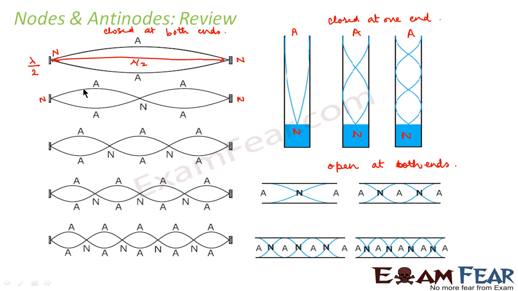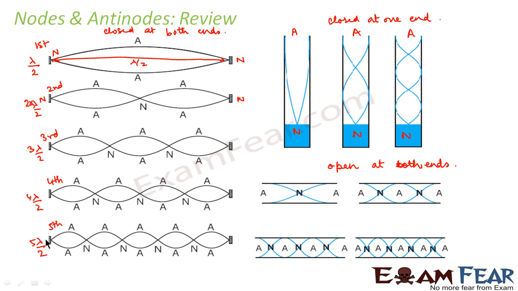In the next figure, if you see, it represents a complete wave. So here you have 2 into lambda by 2, that is lambda. Here this is lambda by 2, and here you have 3 times lambda by 2, that means 3 lambda by 2. Here you have 1, 2, 3, 4, that is 4 times lambda by 2. Similarly, here you have 1, 2, 3, 4, 5, that is 5 times lambda by 2. This was the first harmonic, this was the second harmonic, this was the third harmonic, this was the fourth harmonic, and this was the fifth harmonic.